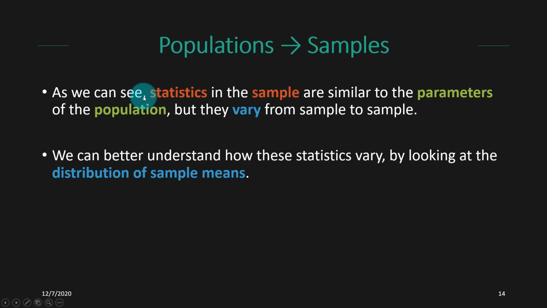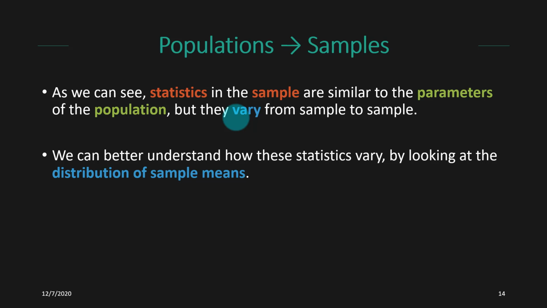So as you can see, statistics in the sample tend to be very similar to the parameters in the population that we're trying to estimate, but they vary from sample to sample. In any given sample, we're going to be taking different individuals, which means we're going to get a slightly different sample mean, and a slightly different standard deviation.